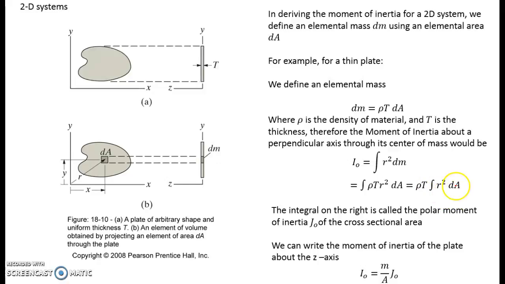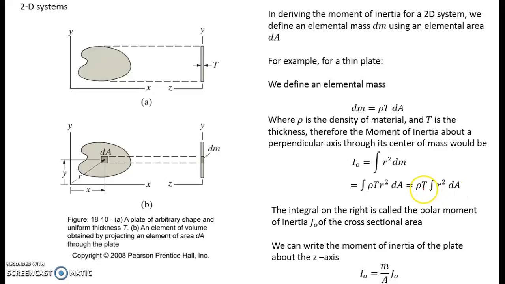Now that integral of r squared dA has a separate name as well. That's called the polar moment of inertia of the cross-sectional area. It's a little bit different because when we looked at moment of inertia, we were looking at a mass distribution. The polar moment of inertia is really about area distribution.